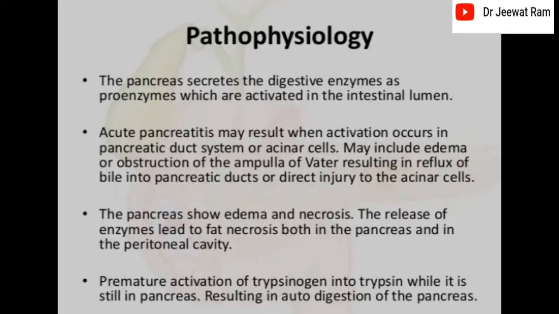The pancreas shows edema and necrosis. The release of enzymes leads to fat necrosis both in the pancreas and in the peritoneal cavity. Premature activation of trypsinogen into trypsin while it is still in the pancreas results in autodigestion of the pancreas.